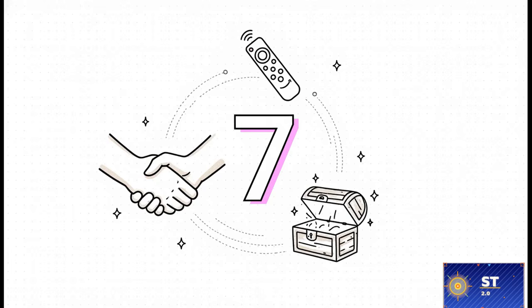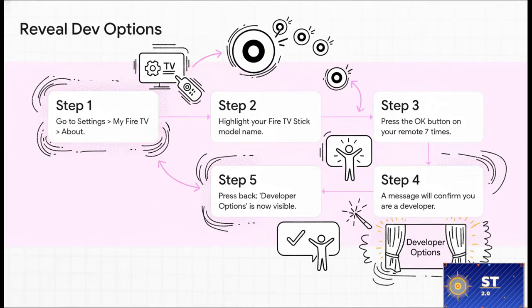Fortunately, the fix for this is surprisingly simple. You just have to know the secret handshake, and it all boils down to this one number, 7. It's like a little Easter egg that Amazon left in there for us to get this feature back. Here's exactly what you need to do. Go back to that same About page we were just on. Now highlight the name of your Fire TV stick and just start tapping the big center OK button on your remote. Do it 7 times, kind of quickly. You'll see a small message pop up at the bottom telling you you're a developer. Now just hit the back button one time and like magic, that developer options menu will be right there.